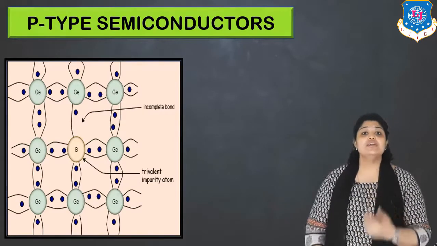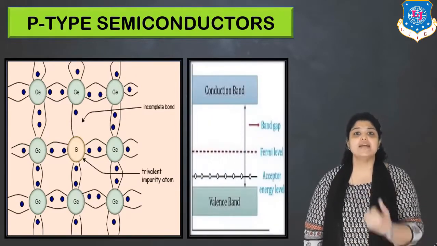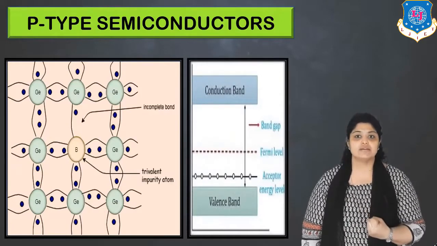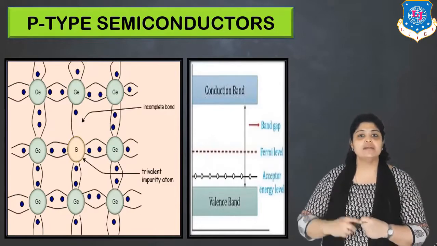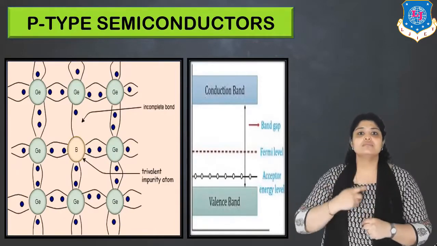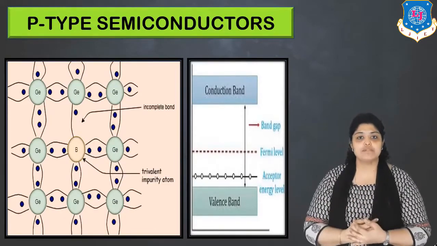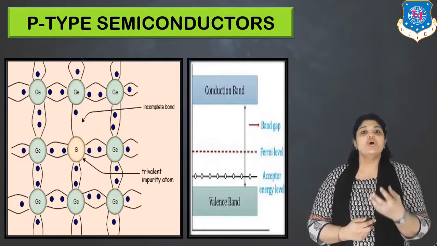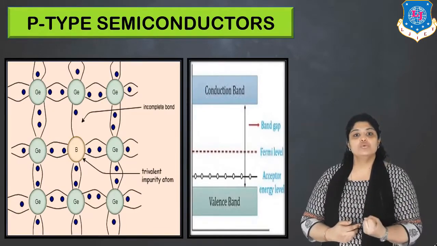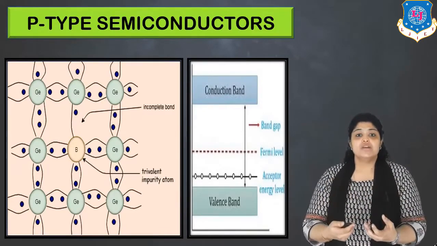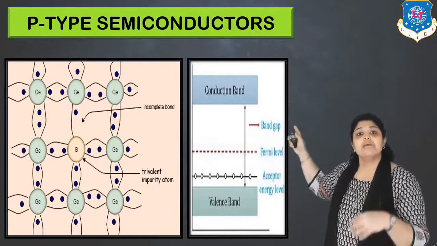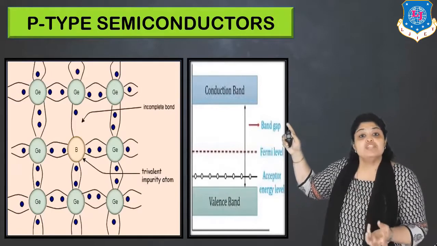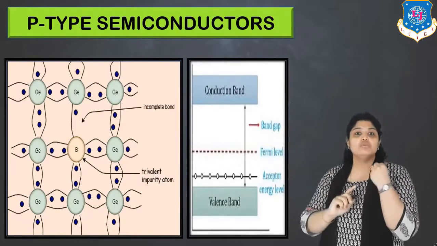Understand the energy level diagram or the energy band diagram of p-type semiconductors. Here I have just shown the valence band and the conduction band. In between them the energy gap, that is forbidden gap, is shown. Addition of boron. Now what does boron do? Boron is an atom which is deficient of 1 electron. So this incomplete bond will be complete when germanium gives its 1 electron to boron.